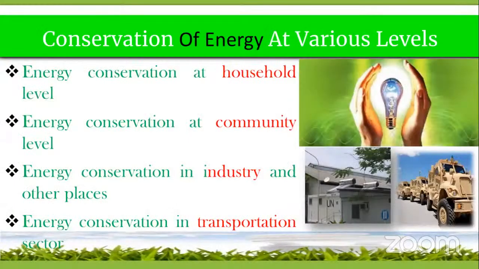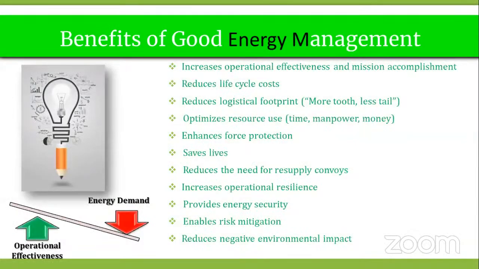So, conservation of energy at various levels. Energy conservation can be done at different levels: one is household level, second is community level, third is industrial places, and the fourth is the transportation sector. We always incur more loss in the transportation sector, carrying the fuel and transporting it from one place to another. So there could be an alternative. That's why we go for electricity as the universal means. Instead of transporting the fuels, we make it a universal source where everything is possible. These are some examples.